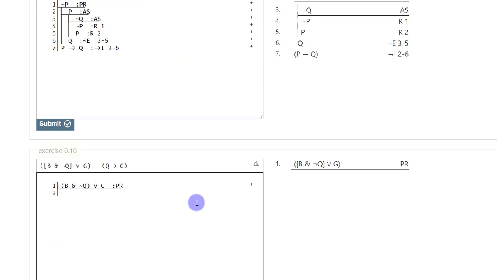Okay, so for this one, again, I'm going to begin by making an assumption, and that assumption is going to be eventually for arrow introduction. Okay, next I'm going to start another subproof. I'm going to assume not G. So I can see right now that if I can get a contradiction, then I'll be able to discharge this assumption and get G. And if I have not G, then I can do wedge elim on this premise 1, or line 1 rather.